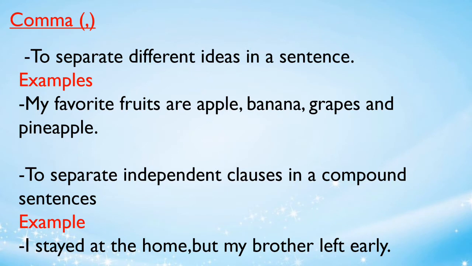So here are some rules for the comma. The first rule is to separate different ideas in a sentence. For example, my favorite fruits are apple, banana, grapes, and pineapple. Another rule for the comma is to separate independent clauses in a compound sentence. For example, I stayed at home, but my brother left early.